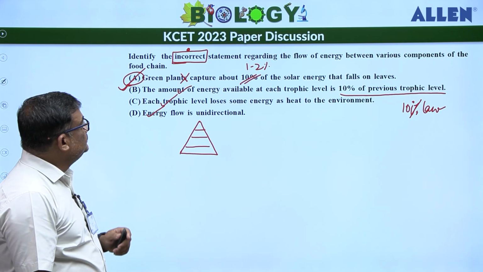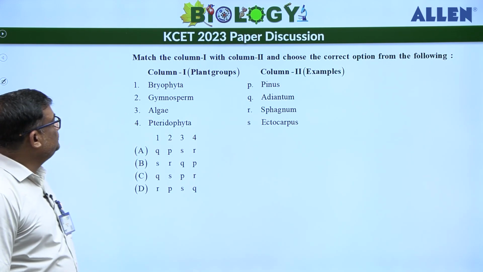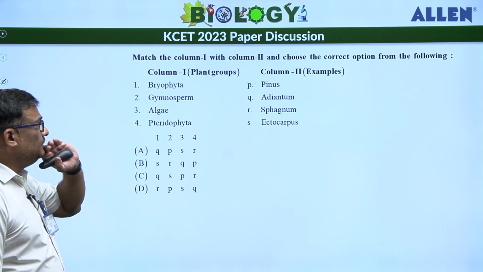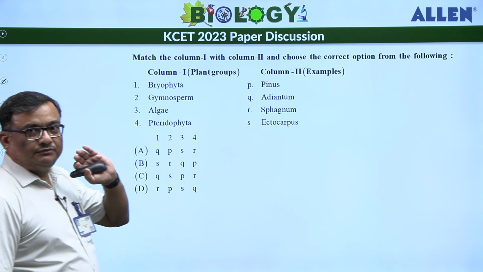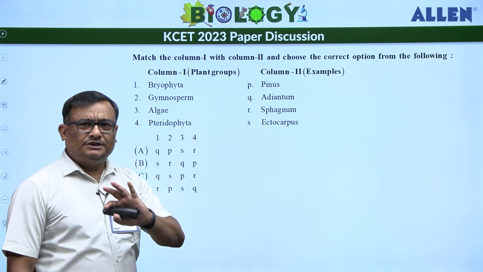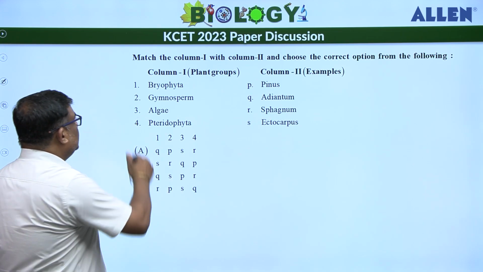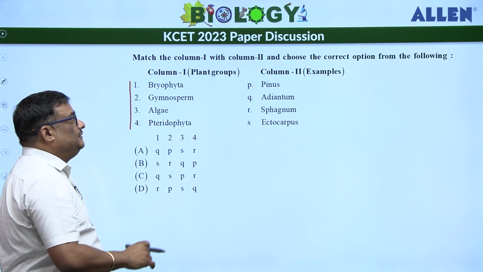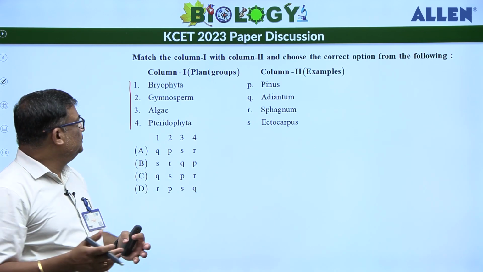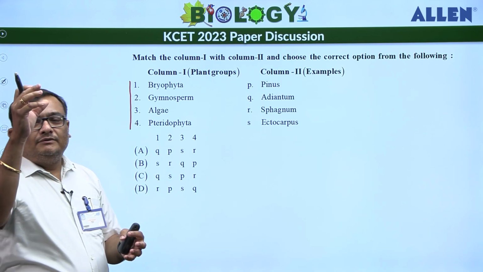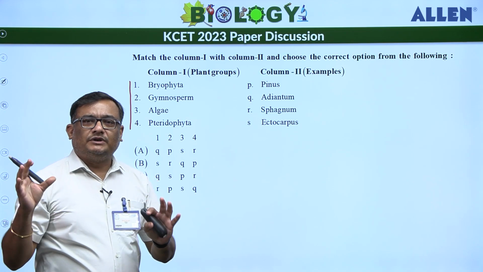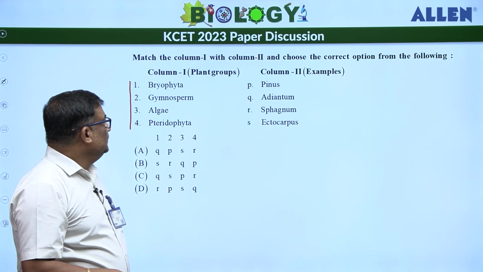Next question. Let us get into this question. Match column 1 with column 2 and choose the correct option from the following. The question is from the plant kingdom. They have given algae, bryophyta, pteridophyta, gymnosperm. They have given one example for each, and they are simply asking what exactly is the match.